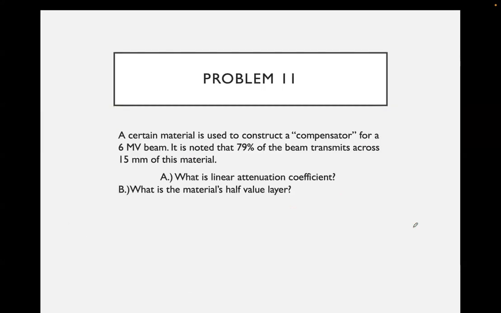So now this one says a certain material is used to construct a compensator for a 6 MV beam. It is noted that 79% of the beam transmits across 15 millimeters of this material. What is the linear attenuation coefficient? What is the material's half value layer?